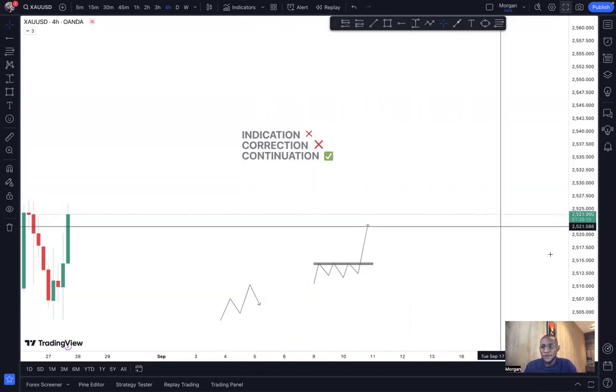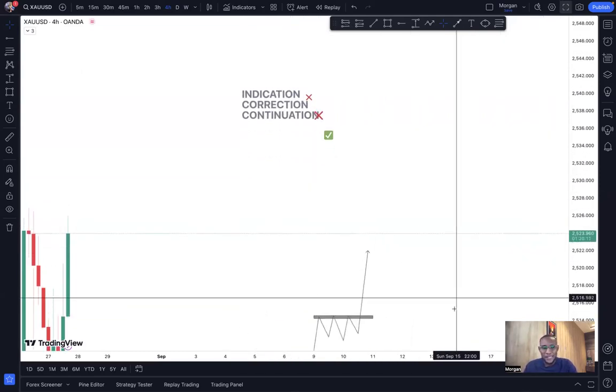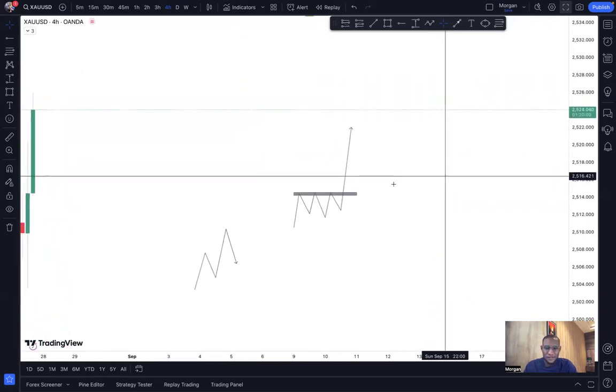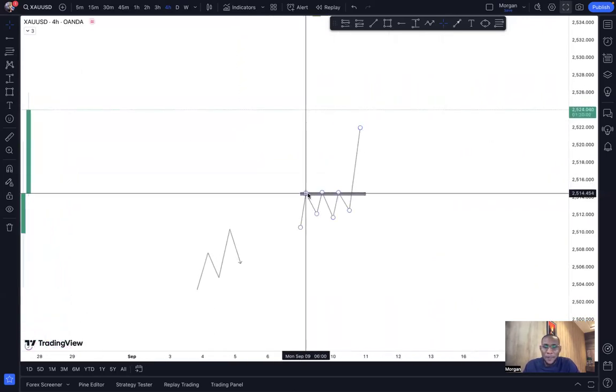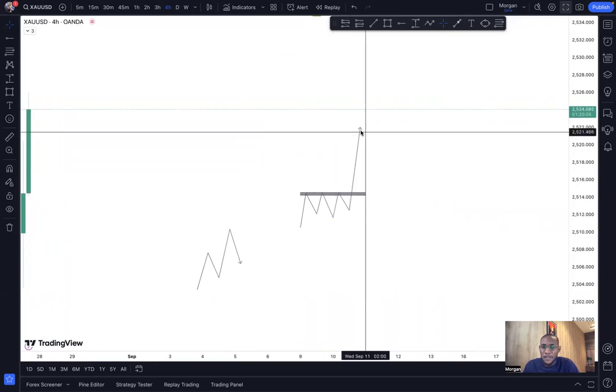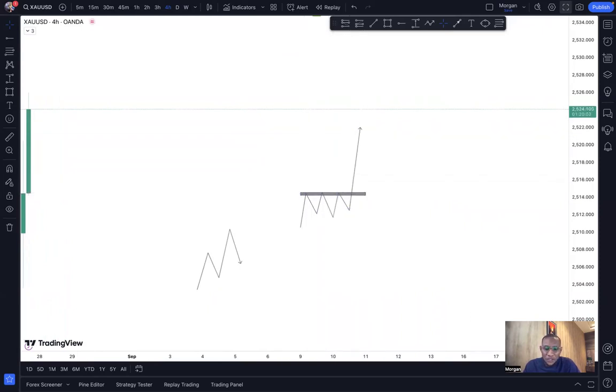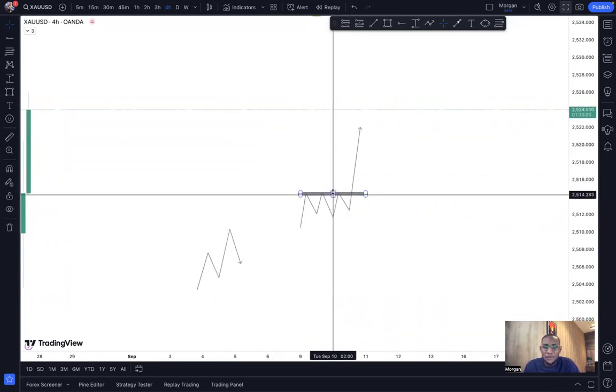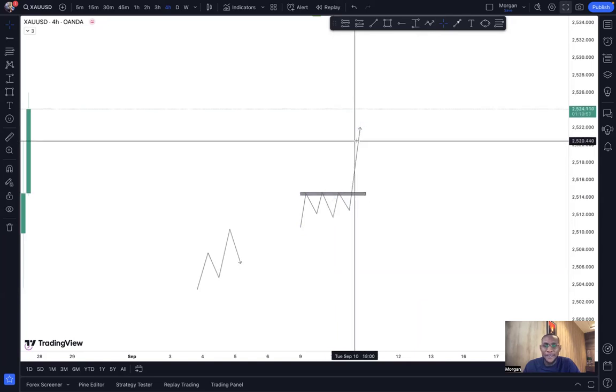Now, here's what I mean by that in drawing before I go to the charts. I'm saying that when price makes this move here, this is what I call my indication. This is price telling me that above here, I can go this high.